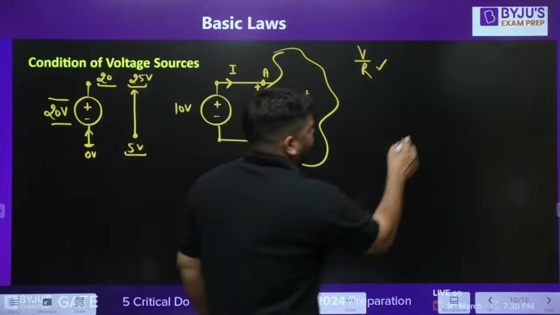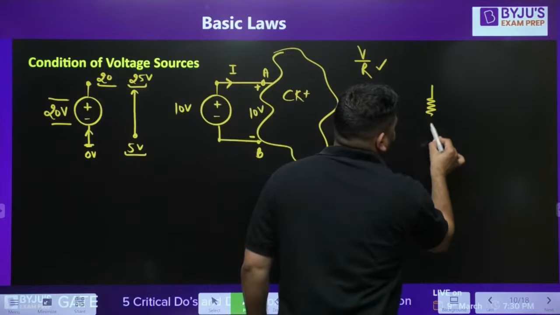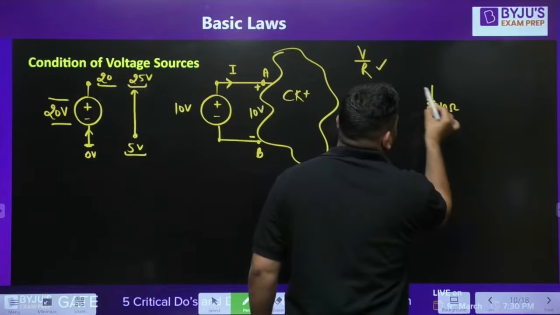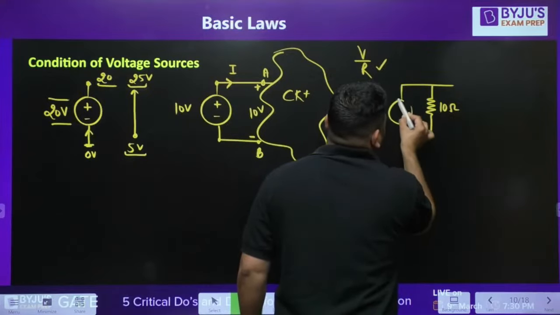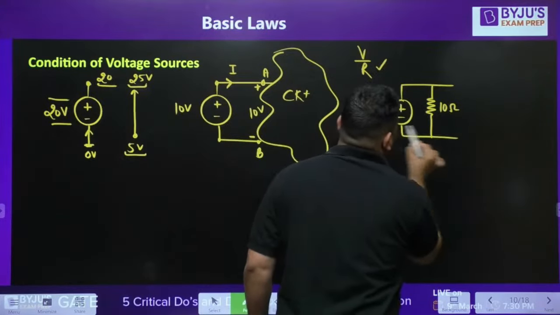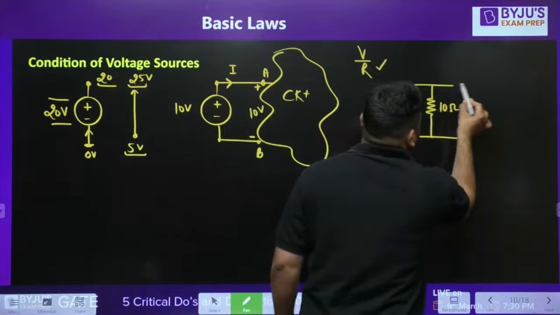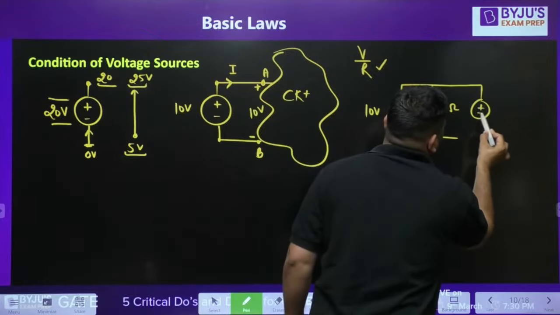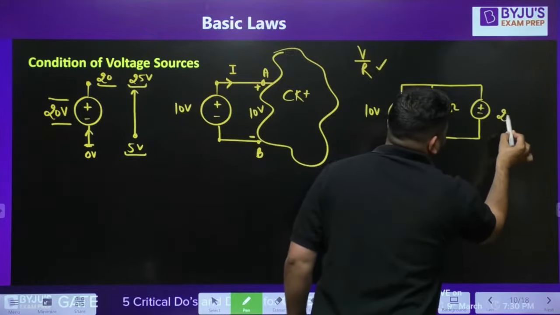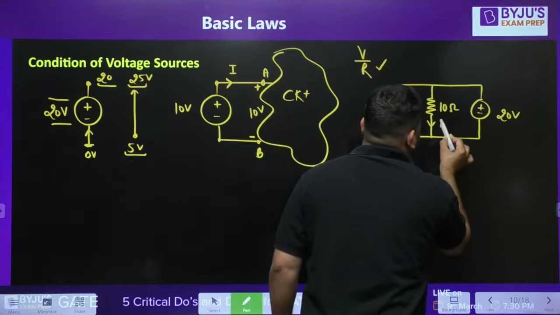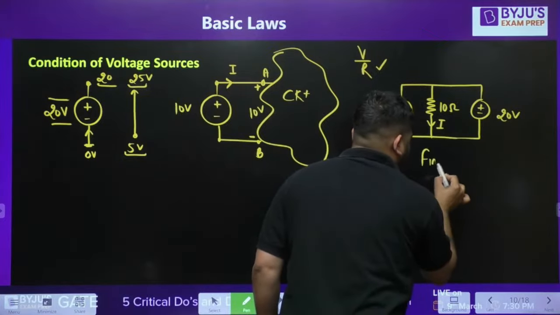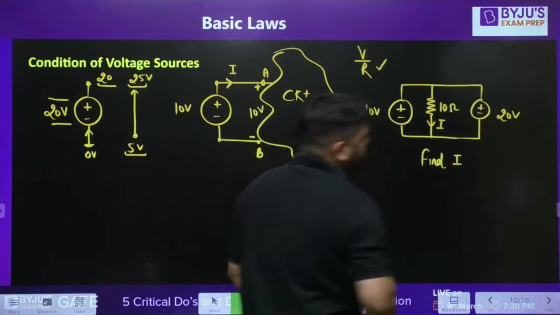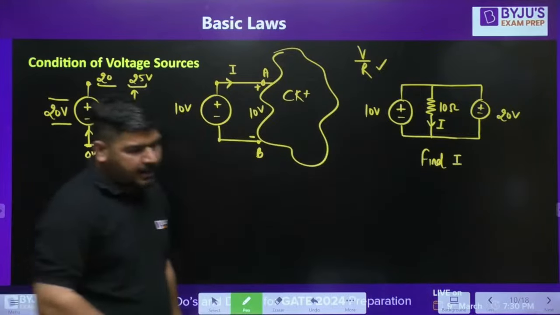Now let's take a circuit. Let's say you have a resistance of 10 ohm, and you have a 10 volt source on this side, and let's say you have a 20 volt source on this side. Now can you tell me what is this current I? Find I. Tell me, guys, can you find this current I?